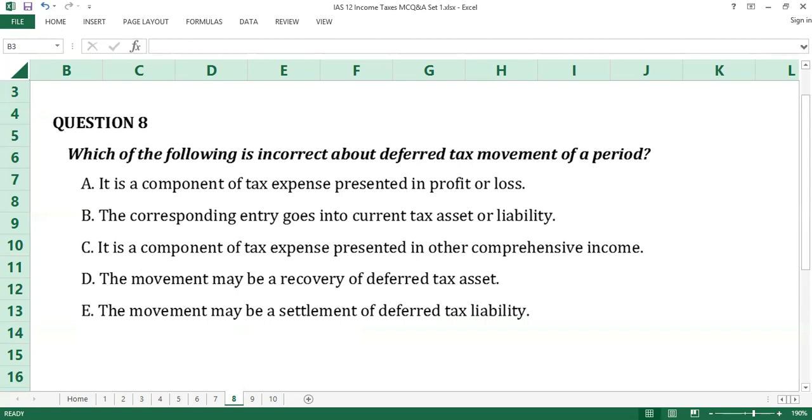Time up. The answer to question number 8 is B. The corresponding entry goes into current tax liability or assets. This option is incorrect because no entry or movement arising on deferred tax goes into current tax liability or current assets. Deferred tax movement affects deferred tax asset or liability and income tax expense. B is the answer to question number 8.